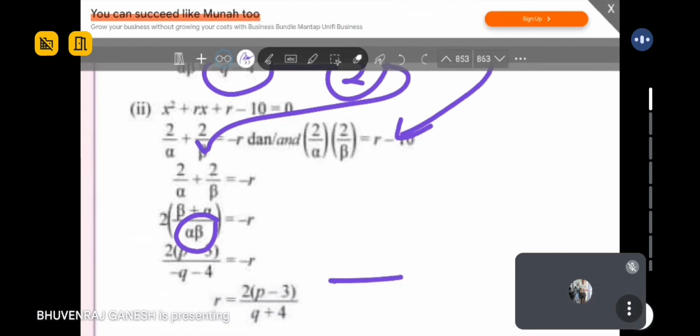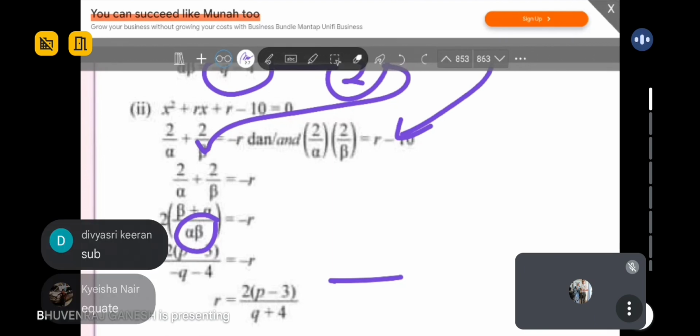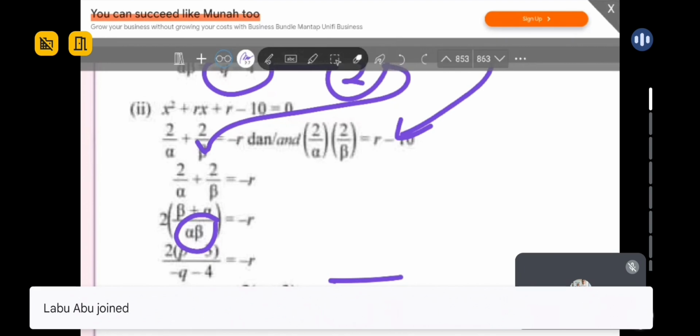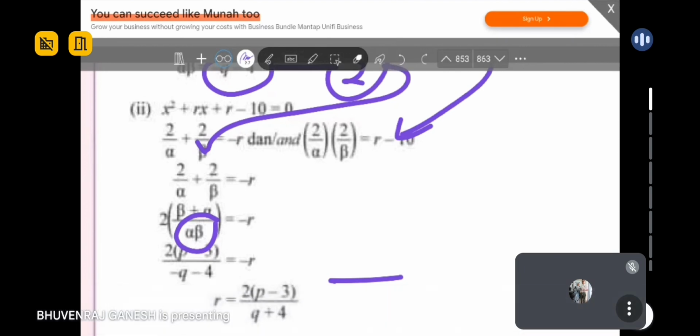So how to eliminate? We express R in terms of P and Q for two different equations, let Y equal to Y, or R equal to R, so that we can eliminate R. So that is the concept. This is how you guys must think in AdMaths.